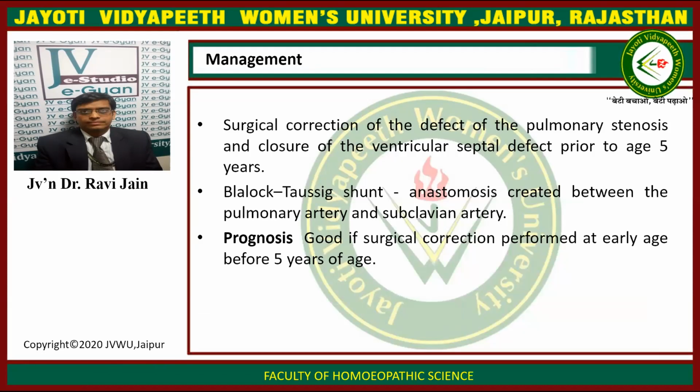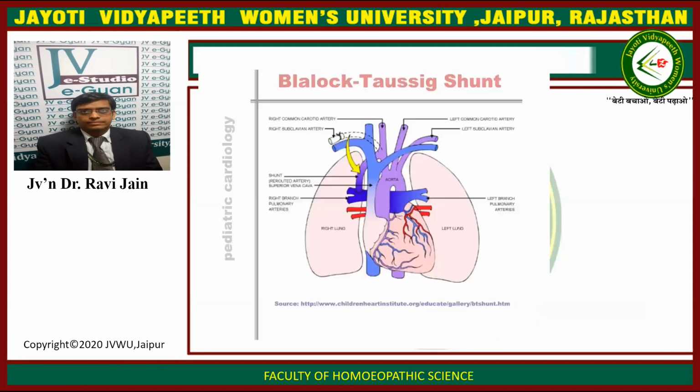Now, how will you manage such a case? Such a case has to be managed surgically. So surgical correction of the defect of the pulmonary stenosis and closure of the ventricular septal defect prior to the age of 5 years. So this is very important because this is a congenital heart disease. So it has to be treated before the age of 5 years. Blalock-Taussig shunt, that is anastomosis that is created between pulmonary artery and subclavian artery. And the prognosis is good if surgical correction is performed at an early age, that is before 5 years of age. This is Blalock-Taussig shunt.